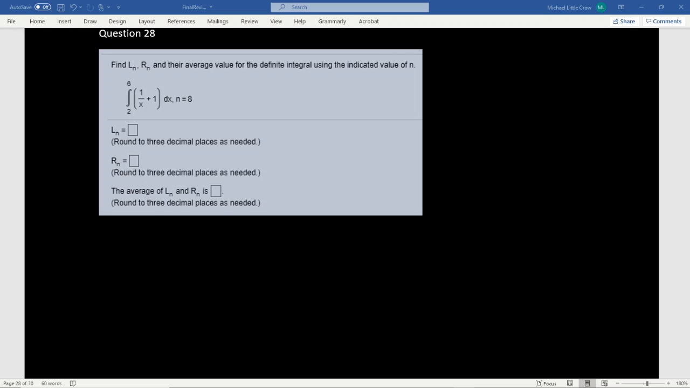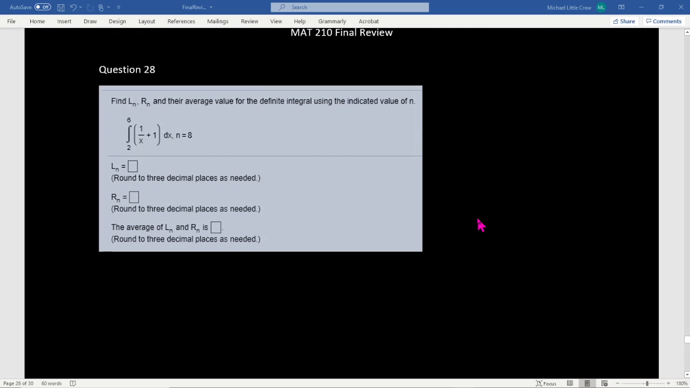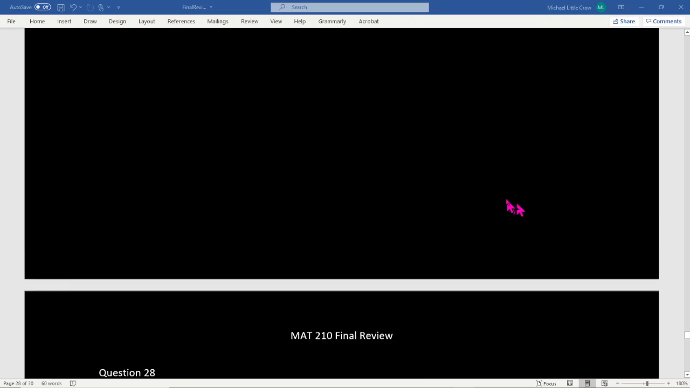Number 28. This is going to be a little more complicated than 27, so getting the left and the right side Riemann sums. That's what they're called. Left Riemann sum, the right Riemann sum. So if you haven't taken a look at 27 yet, you might want to do that. We'll use the same process.